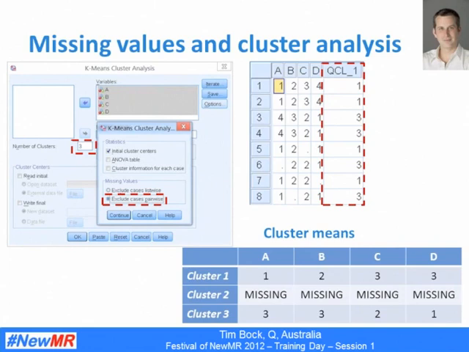If we look at the table of cluster means, we find that cluster 2 has got no data at all. It's entirely missing data. So although we told SPSS to find 3 clusters, it only managed to find 2.